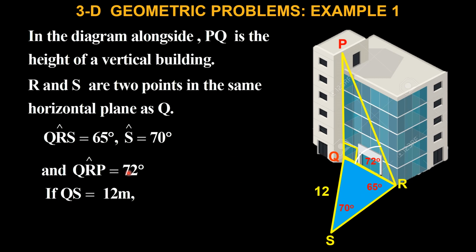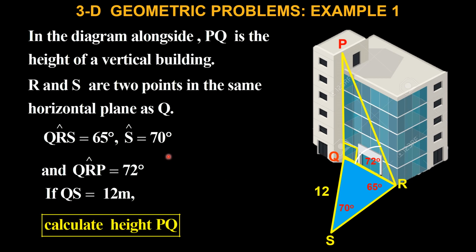QRS is 65, angle S is 70, QRP is 72, and QS is 12. It's important to understand your diagram there. So you've got two triangles with the information. That building is just to illustrate the three-dimensional situation there. Let's see what the question is. Calculate the height PQ. So we want the height PQ, and we have this given information.